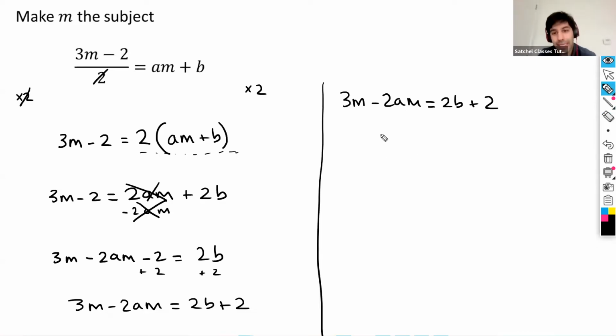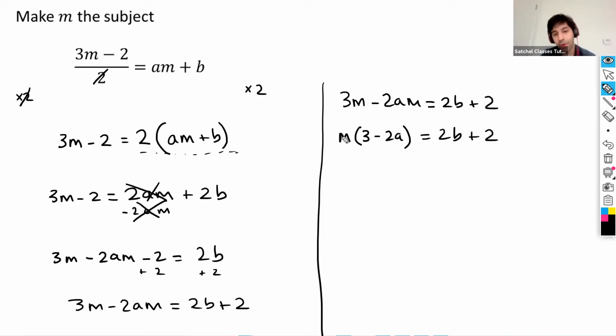Now, the next step here, we have the m's on one side. So again, we would have to factorize. Now, the highest common factor of these two terms is simply going to be m. So we take m out, 3 inside the bracket, minus 2a. M times 3 is 3m. M times 2a is going to be minus 2am. So this has been factorized correctly, is equal to 2b plus 2.